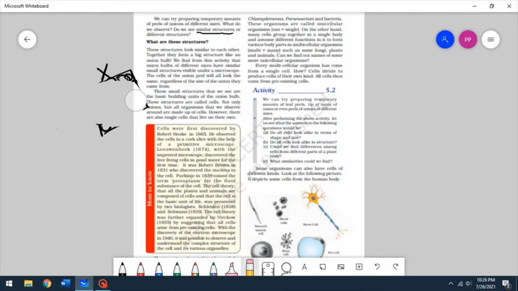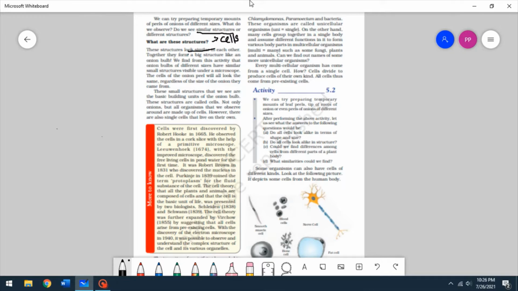Alright, that's exactly how it is with these mounds of onion peels. Just because we took a different size, it doesn't mean there are different structures. The structures are the same, it's just that the number of basic units, aka cells, is what differs. Okay, so what are these structures? I just answered your question. They're cells. Alright, so these structures look similar to each other. They look similar, so that was the answer to this question.